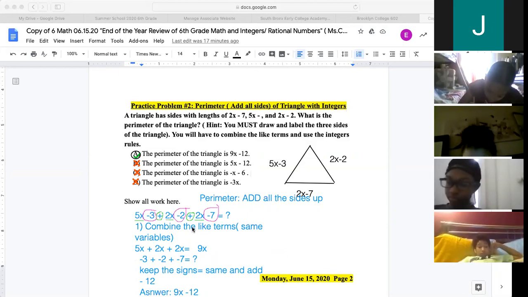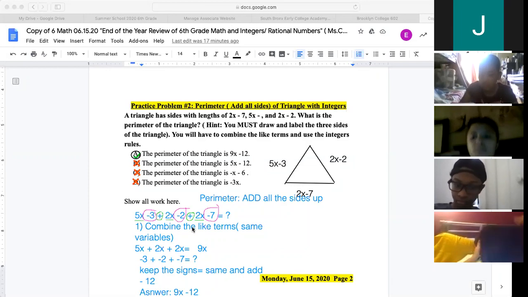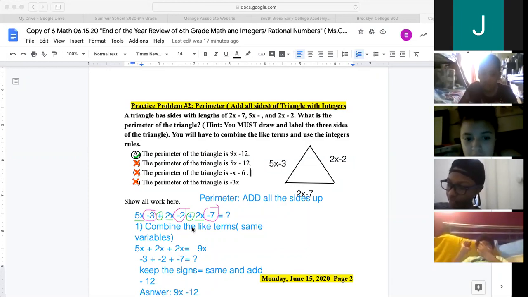Again, perimeter means add up all the sides. You're going to be seeing that as you go into 7th grade pretty soon, when you finish 6th grade over the summer, and you're going to be hearing lots of the word perimeter. So remember, perimeter means add, area means multiply.